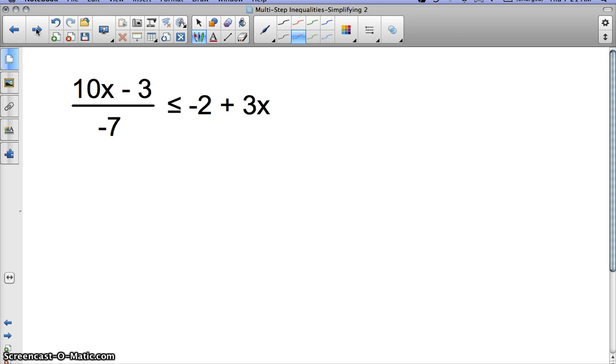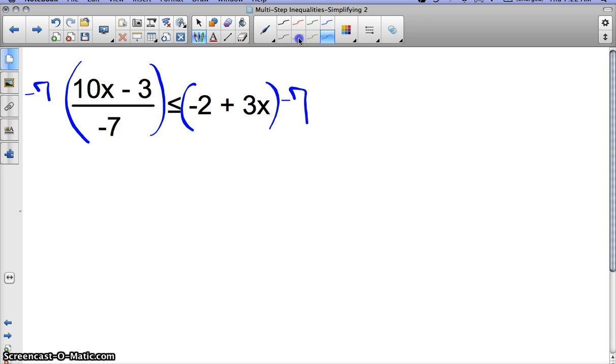And last example, here we go. 10x minus 3, all being divided by negative 7, is less than or equal to negative 2 plus 3x. So in this case, what we need to do first is take care of that negative 7 because it is dominating that left side. So the only way to get rid of dividing by negative 7 is to multiply by negative 7. And whatever you do to one side, you have to do to the other side.